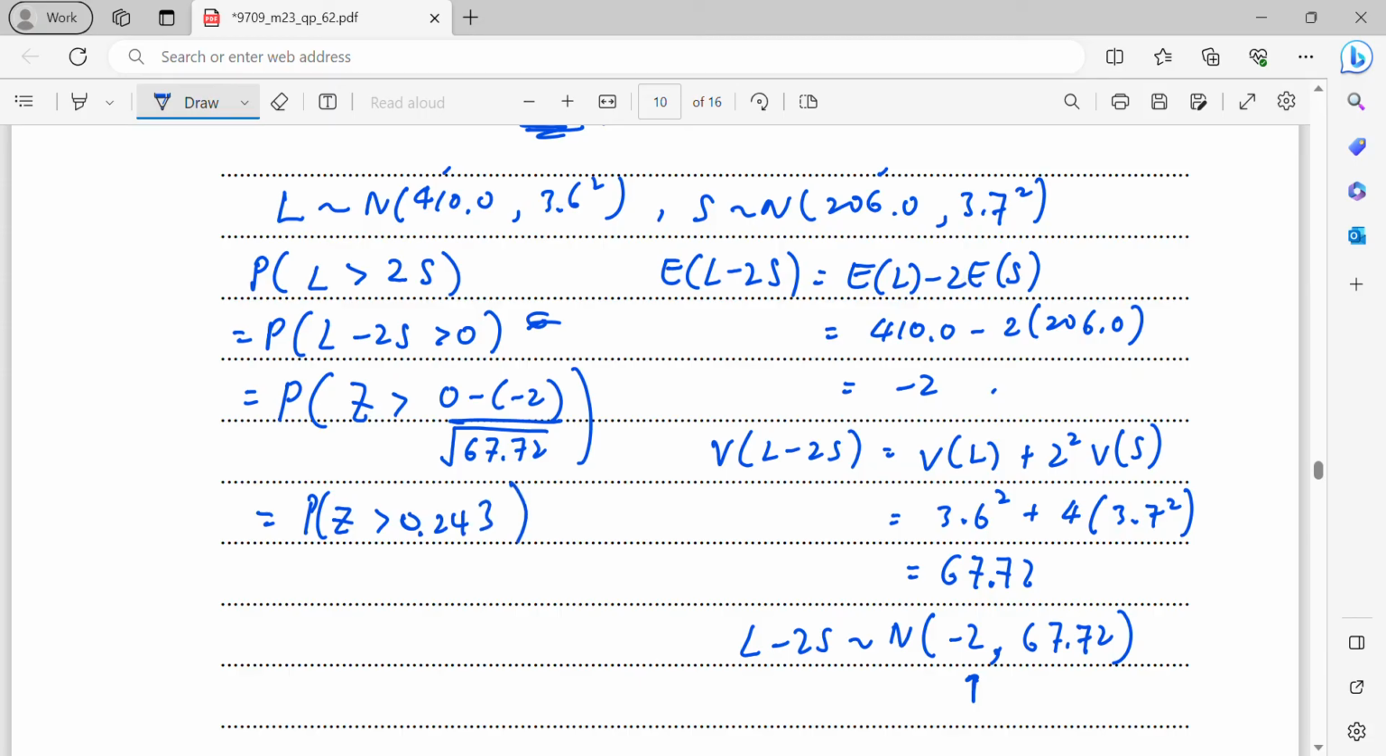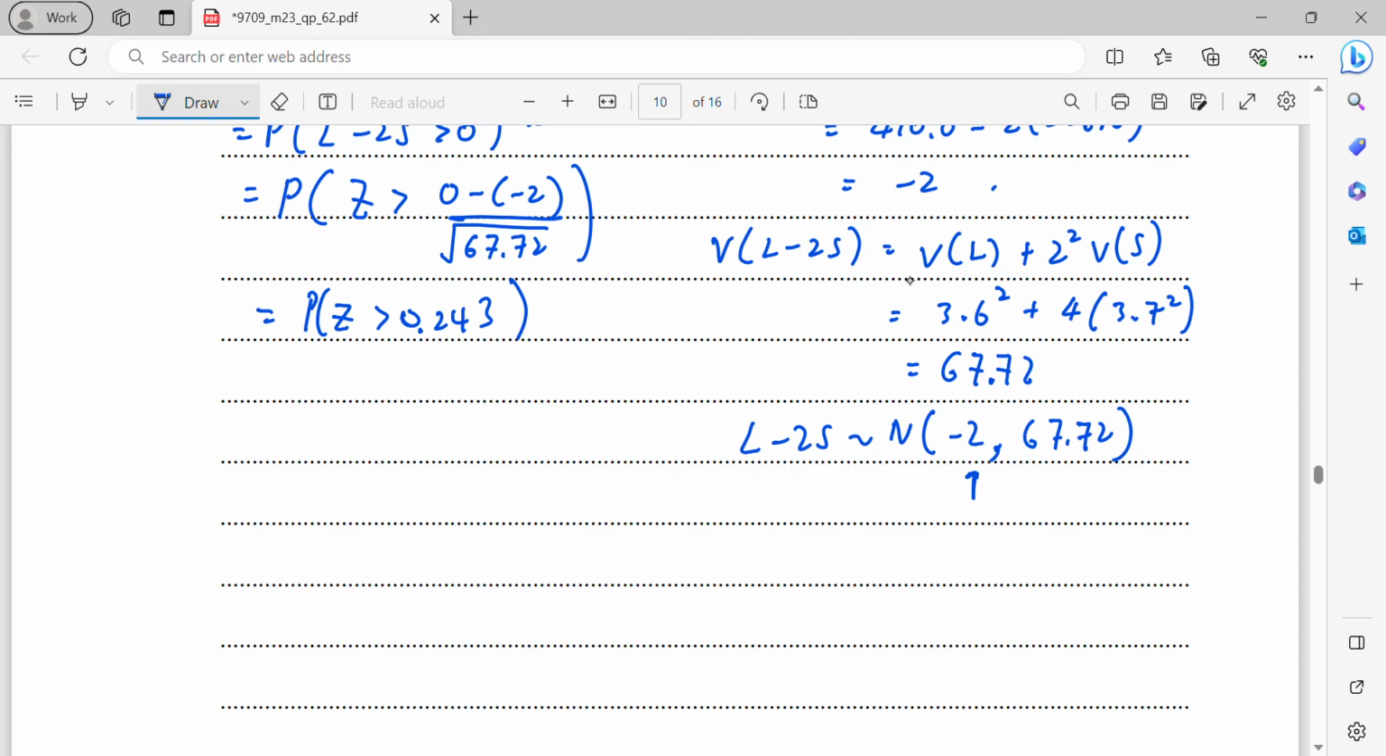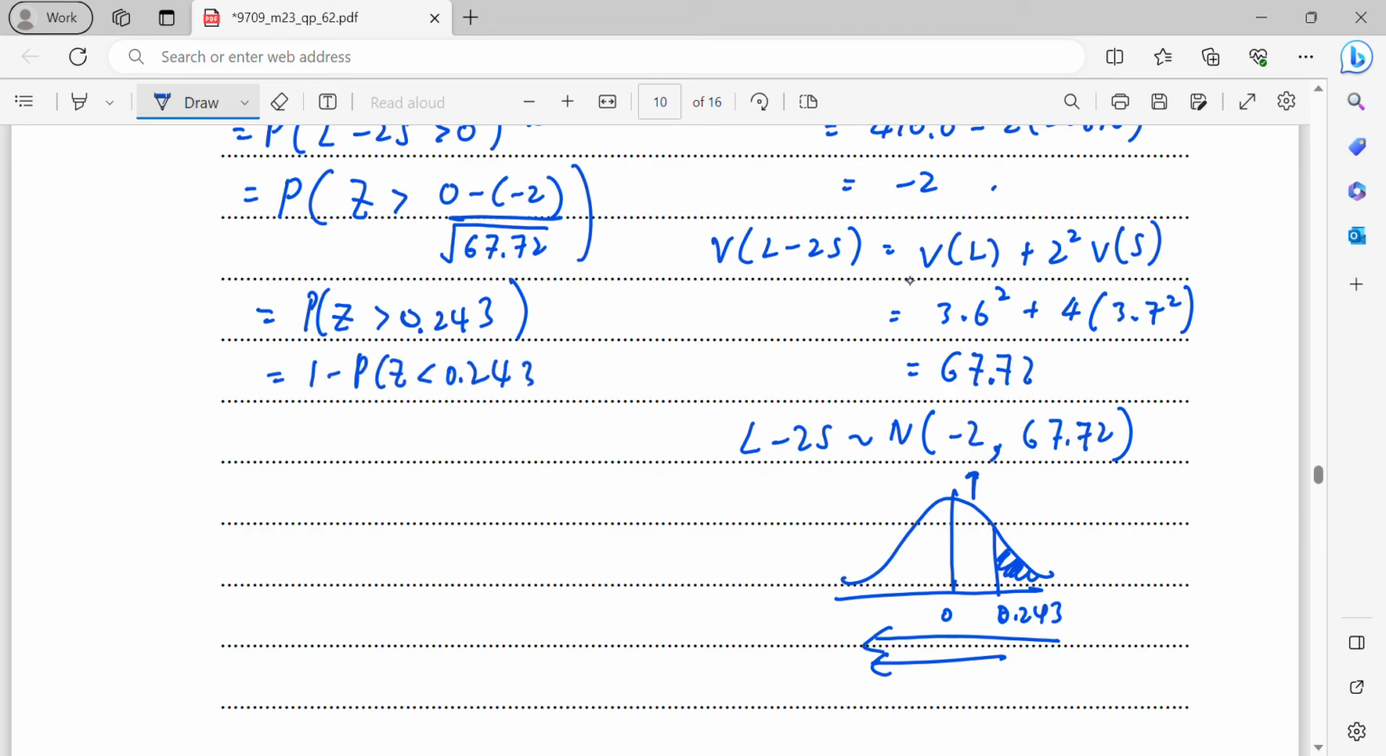Then when more than 0.243, when you refer to the normal graph, here is 0.243. The region is over, the right hand side, towards the right hand side. Therefore, it will be 1 minus the previous probability. So it will be 1 minus P(Z less than 0.243). Get the probability from the table, then you will get 0.5960. Once you have minus, the answer correct to 3 significant figures is going to be 0.404.